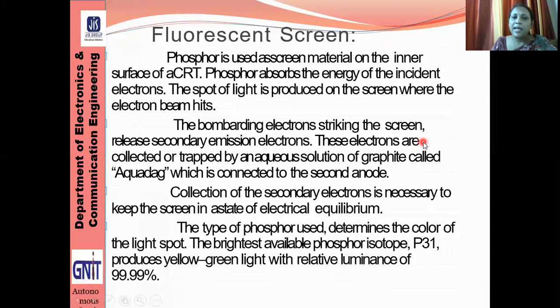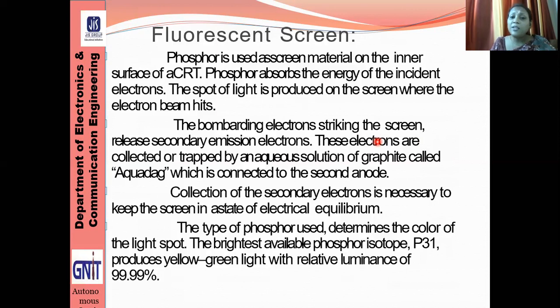Next slide is the fluorescent screen. Actually, we should know what material we are using for the fluorescent screen. The material we are using is phosphor. Phosphor is used as screen material on the inner surface of a CRT. Phosphor absorbs the energy of the incident electrons.